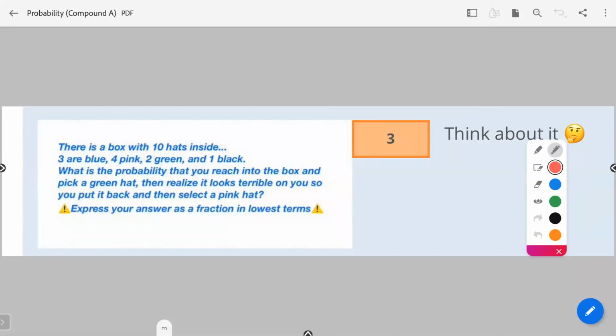So I'm picking two hats. That means that's two events. That means I am going to have two probabilities, two fractions to multiply together here. So let's get started on this right away.